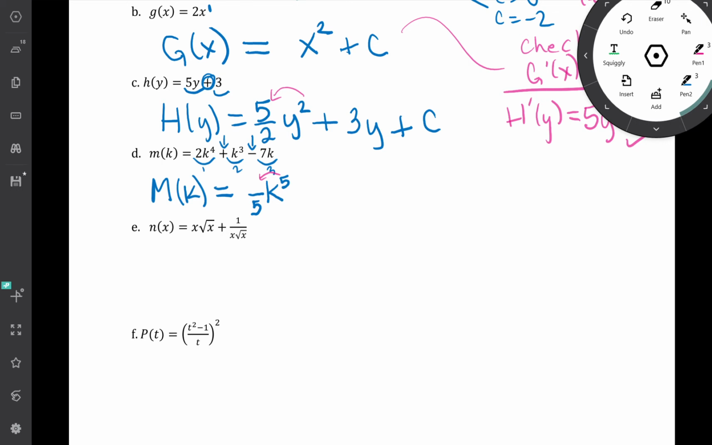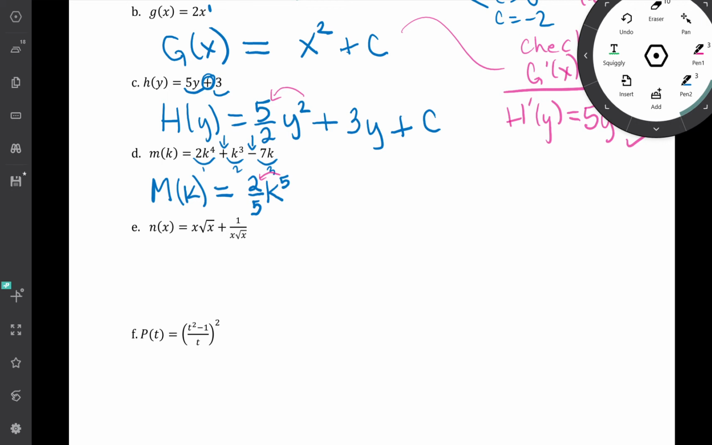Now, if I drop that down in front, I get 5 over 5k to the 4th, which is 1k to the 4th. Still not quite perfect, but it's pretty close. I just need to introduce the 2. So now it would drop down to the front, the 5s would cancel, I'd have 2k to the 4th. First part looks good.